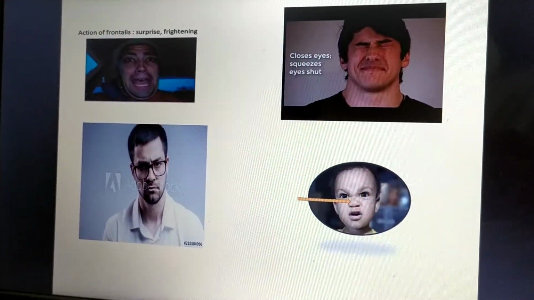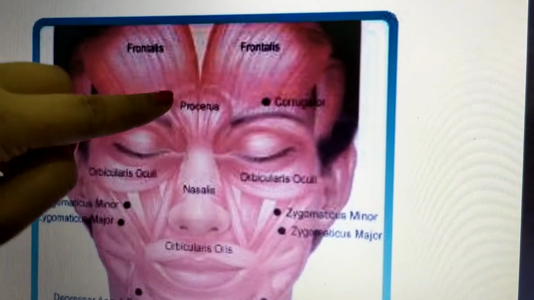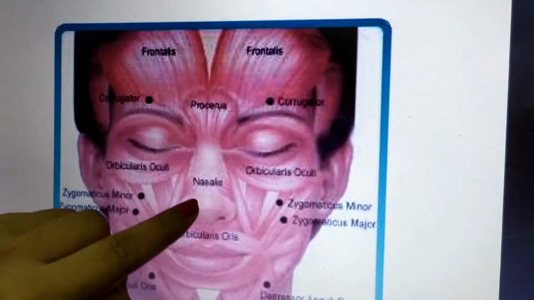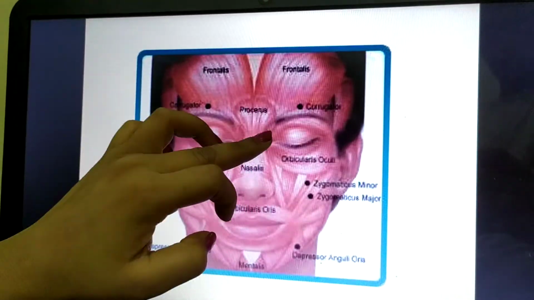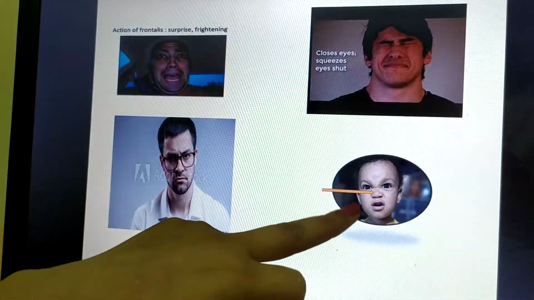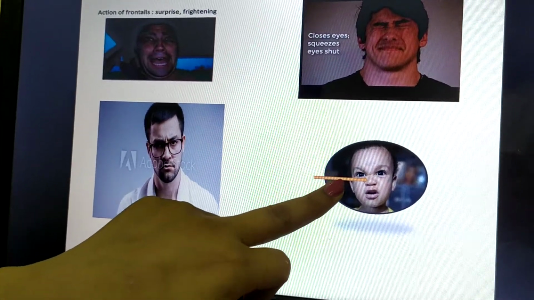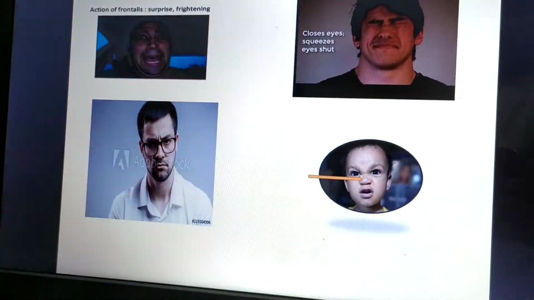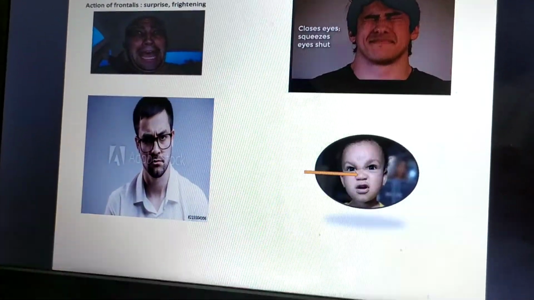Here it is present. I will show you the picture. This is procerus. This is a pyramidal shaped structure. It is responsible for making a wrinkle over the bridge of the nose. This frowning action is done by the procerus muscle, and basically when we smell something, procerus acts and makes a wrinkle over here.